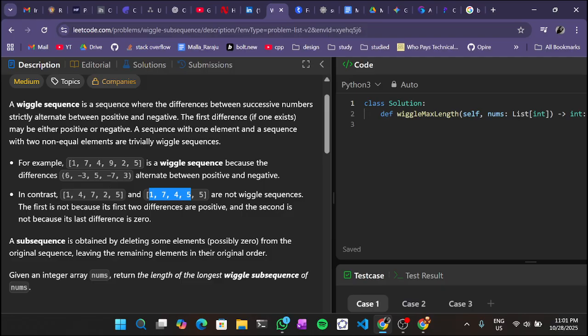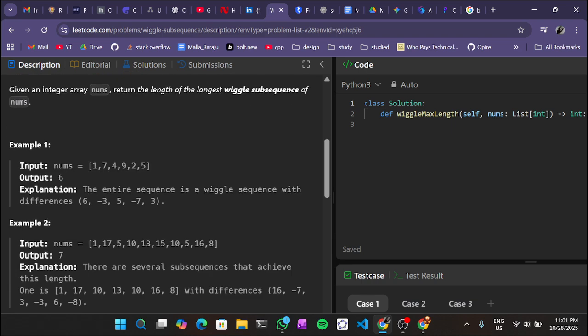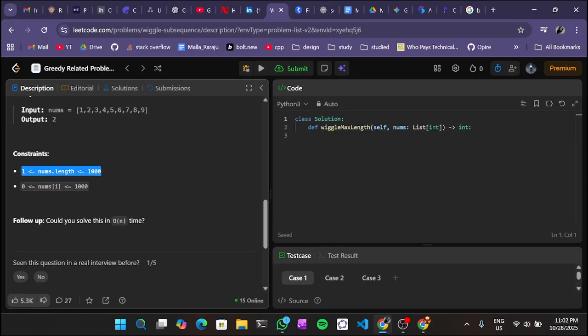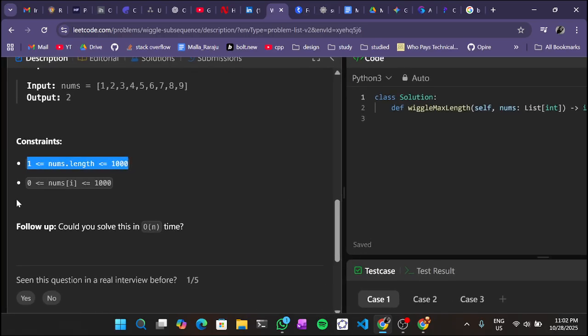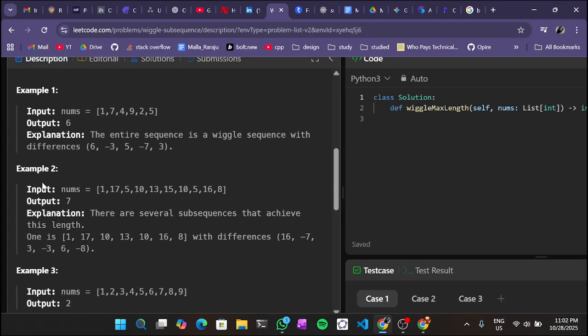A sequence with one element and a sequence with two non-equal elements are trivially wiggle sequences. And since the length is between 1 and 1000, the answer will be 1 at least, and values of nums will be between 0 and 1000. Let's see.